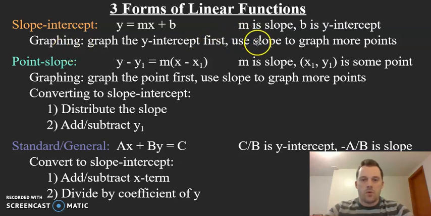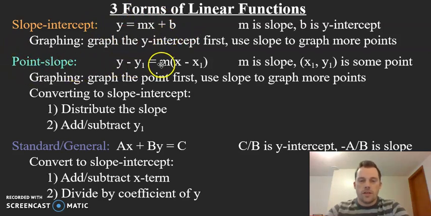M represents the slope, b is our y-intercept. If we graph it, we always have to graph a point first, so that we can use the slope to graph more points. So put that point first and use the slope in both directions to get more points. Slope-intercept is the form that is most helpful when identifying what's going on in the graph or the function and how to graph. So we would prefer, if we have either of these other forms, to convert it to slope-intercept.